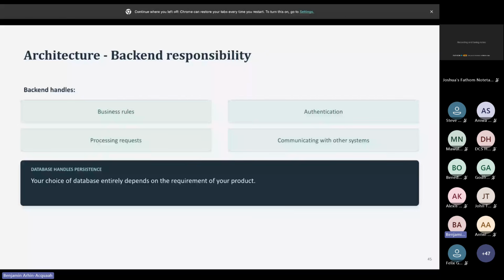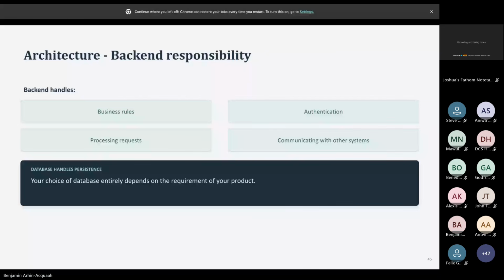So if you want the user to be able to log in, okay, then you need to have authentication in your backend. When the user goes to log in and they enter their credentials, there is something on the backend that is taking those credentials and then verifying them against the database, checking if that credential exists and it's correct. Right?